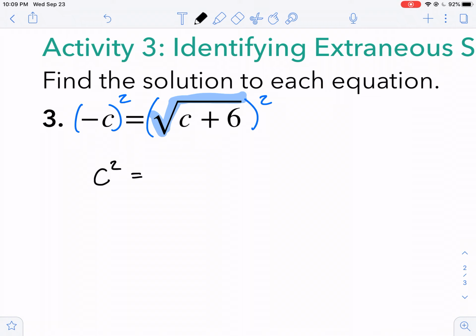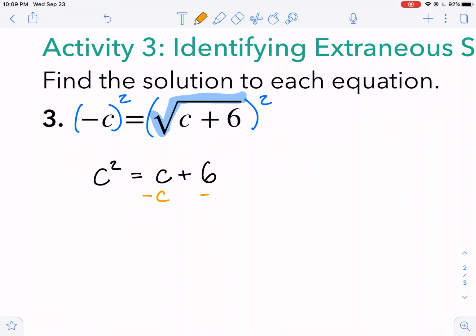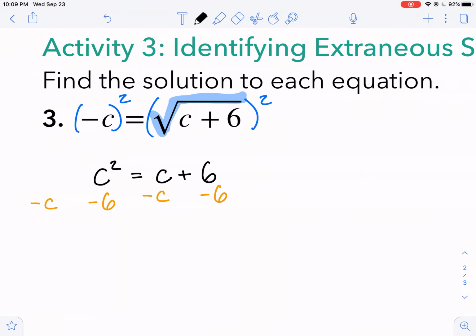Because negative times a negative is a positive. Cool. And then I get rid of the square root on the other side, so you get C plus 6. Cool? Oh, you guys, this problem is extra difficult. Anyway, then we're going to get everything to one side by subtracting C and subtracting 6 on both sides. So we get C squared minus C minus 6 equals 0.